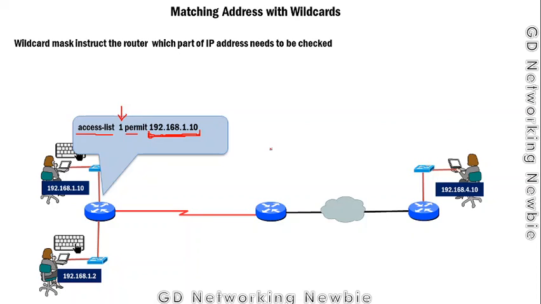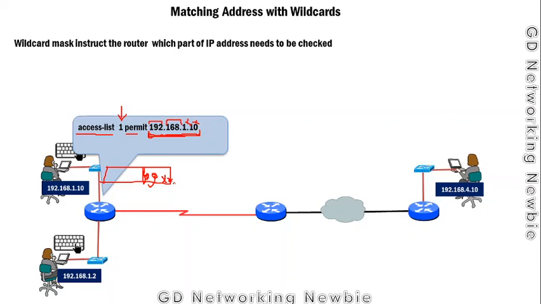Now, with the wildcard mask, sometimes instead of matching all the four octets of this IP address, we can instruct the router to just match these two octets and not match the others. As soon as you receive a packet with an IP address, look at the first two octets. If they match, then make the decision and forget about the remaining bits.